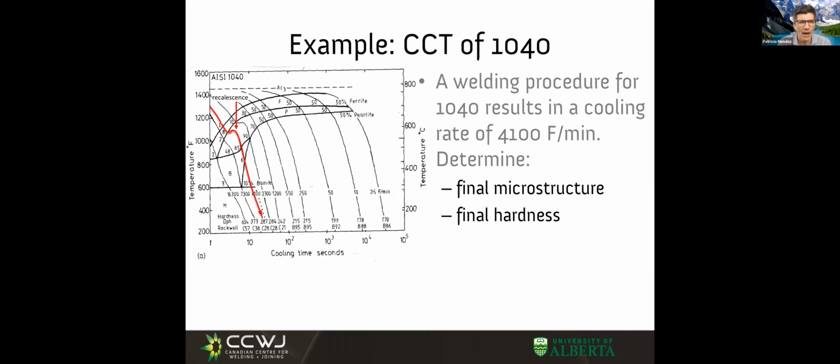Yes, you have an untransformed austenite that will transform very soon. You start to see pearlite, right? And pearlite is a mixture of this ferrite and carbides. And what else do I see? What else do I have there?